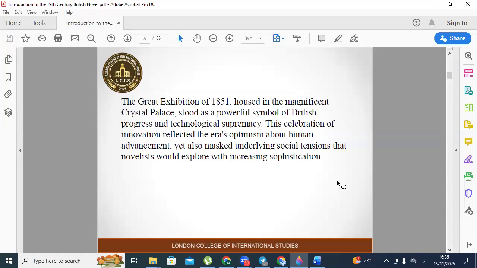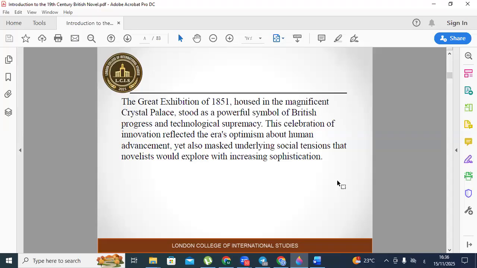While Britain celebrated industrial achievement, what about the workers laboring in dangerous factories while the exhibition displayed imperial possessions? What about the colonized peoples while the middle classes enjoyed unprecedented prosperity? What about the urban poor living in desperate conditions? Victorian society was full of these contradictions.